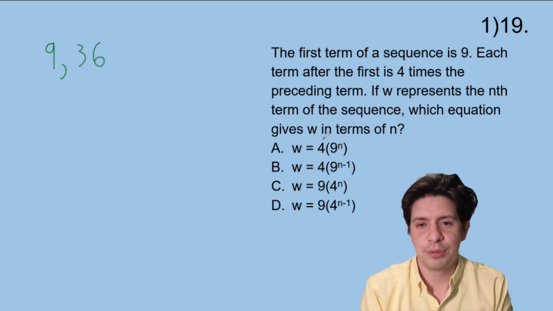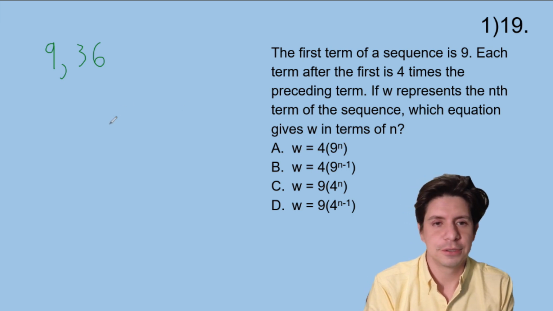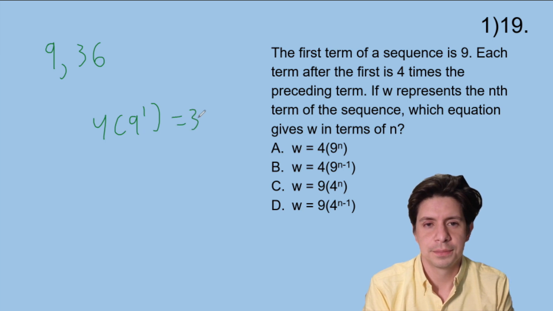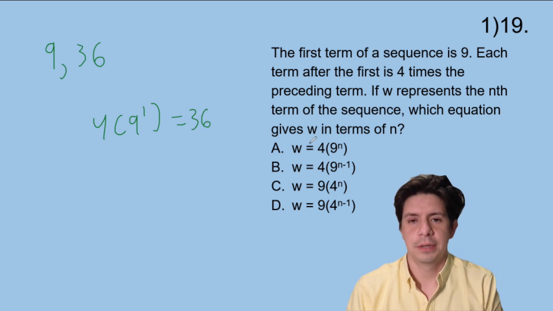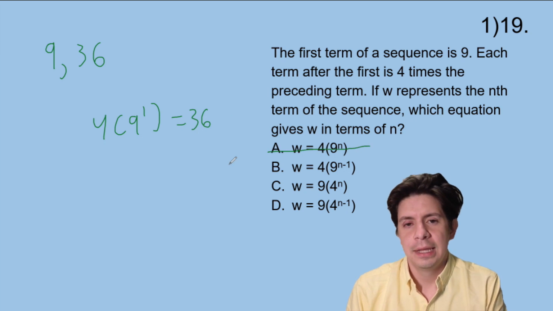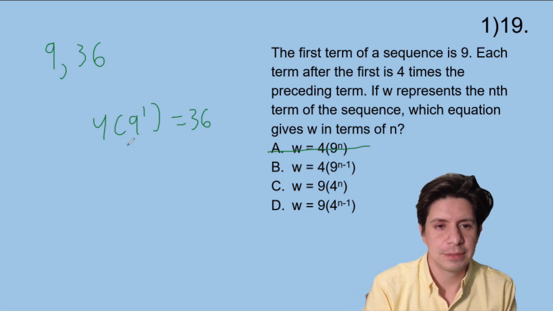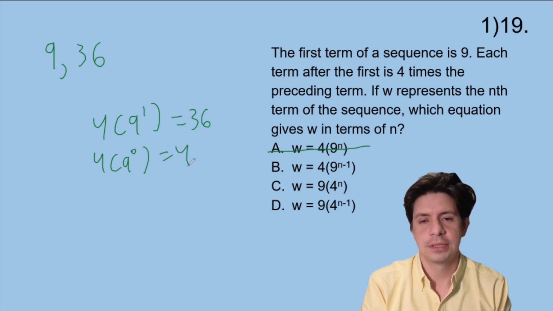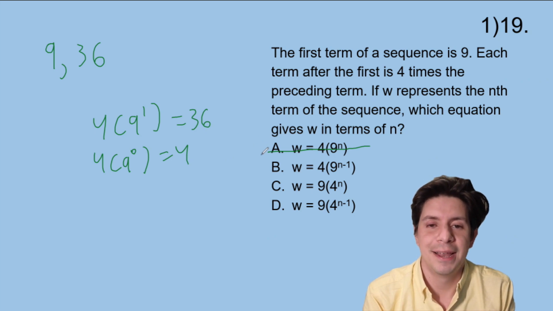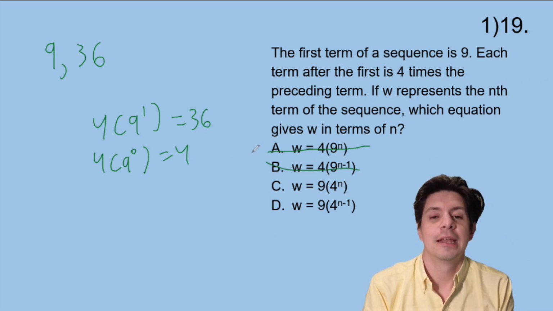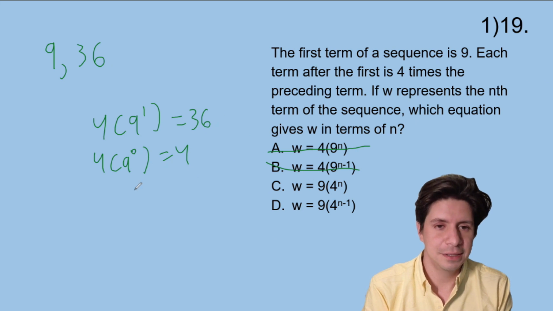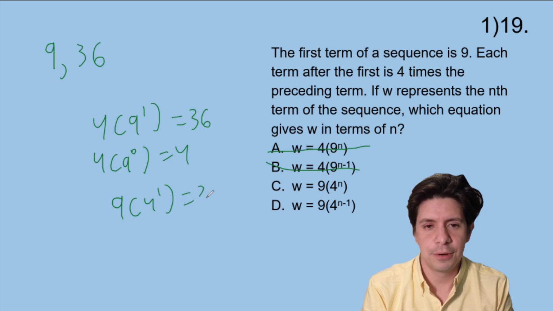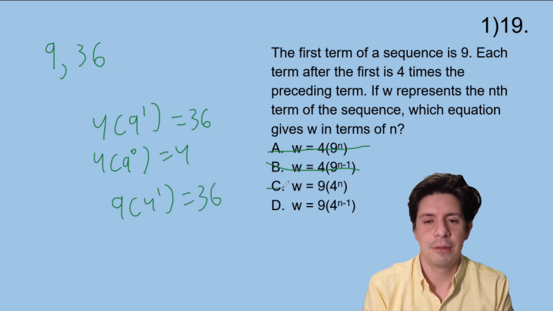So we look at the equations and plug in 1 for n. If we plug in 1 for n, we're going to get 4 times 9 to the 1, which equals 36, which is not what we want, right? Because we want it to be 9. If we do B, we'll get 4 times 9 to the 0, which will give us 4 times 1, which is 4, which is not what we want, because what do we want? That's right, we want 9. And then if we do C, 9 times 4 to the n, that's going to be 4 to the 1. That's going to be 9 times 4 again, which is 36 again. Again, not what we want, so it should be D.